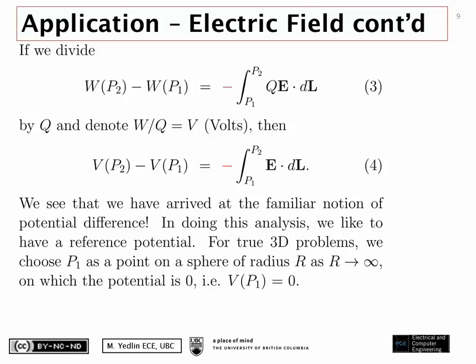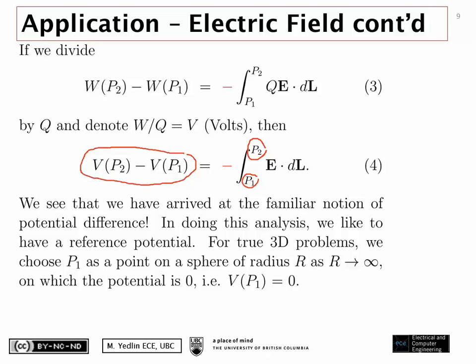Continuing on, we want to look at the work per unit charge. So here's the difference in the work done in equation 3. And now we divide both sides of 3 by Q. Work per charge is V, the voltage. So now we get the voltage difference in going from point P1 to point P2.